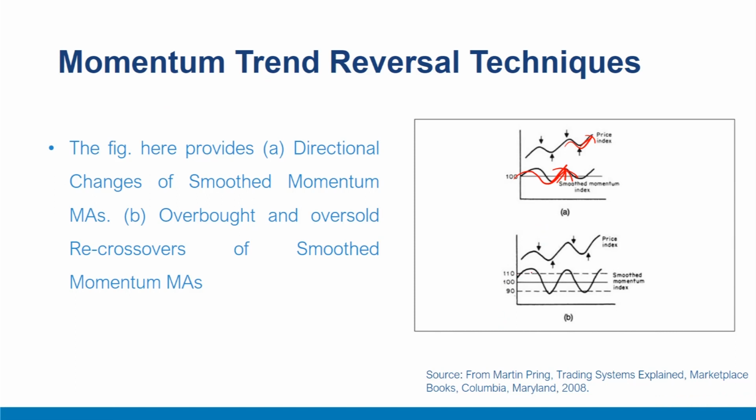For example, here we have overbought and oversold levels. Whenever there is a crossover or recrossover with the smooth momentum index, so this momentum index is smoothed by some moving average measure, it indicates some kind of signal generation in a more leading manner before the price itself moves. So it gives us leading signals before there is a change in the direction of price movement.